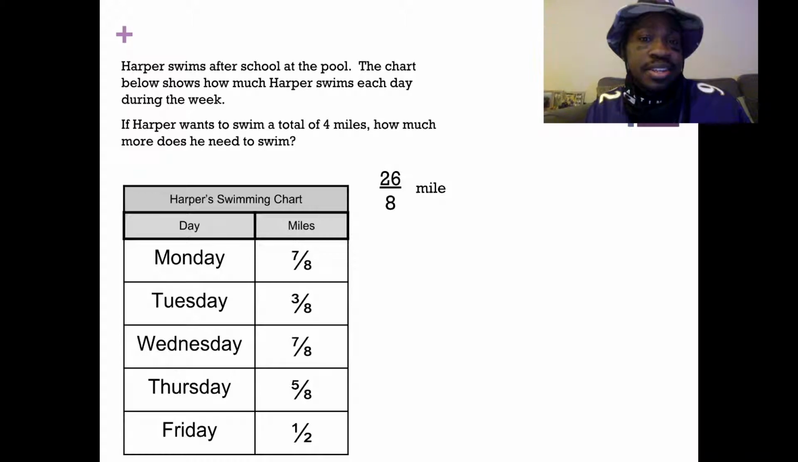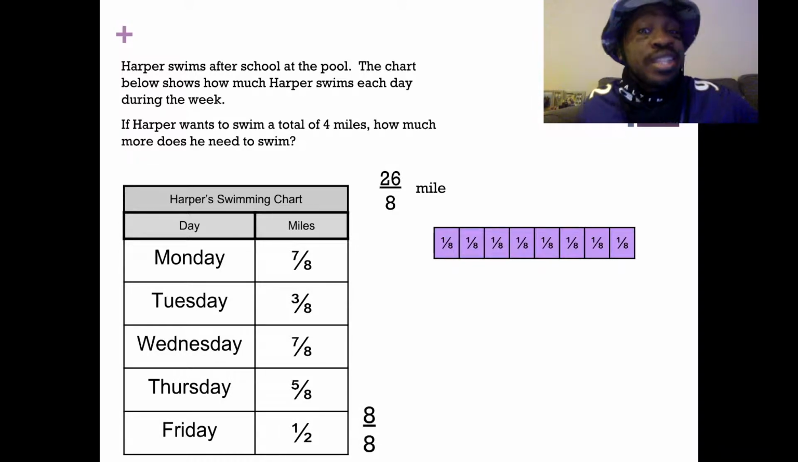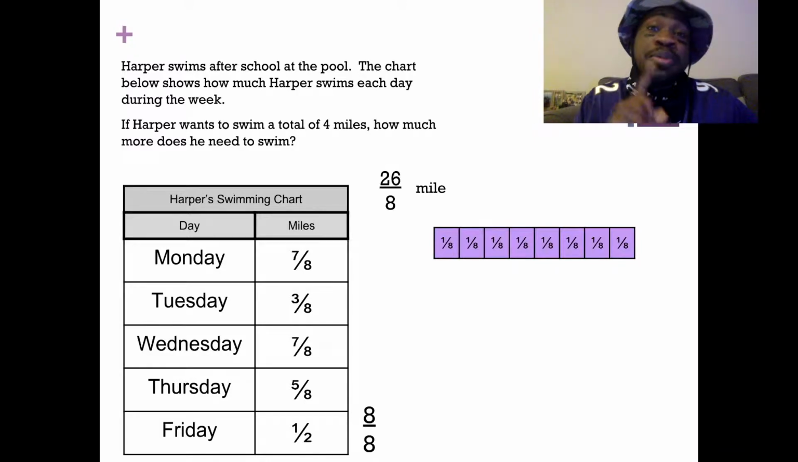In fact, let's see what 8/8 would look like. Here's 8/8. 8/8 would be 1 mile. If he swam 8/8 of a mile, that would be 1 mile. So great, we know he swam more than 8/8. He swam 26/8. So he swam at least 1 mile.